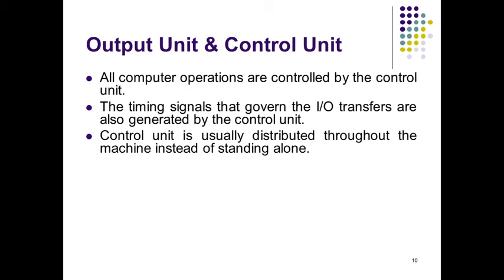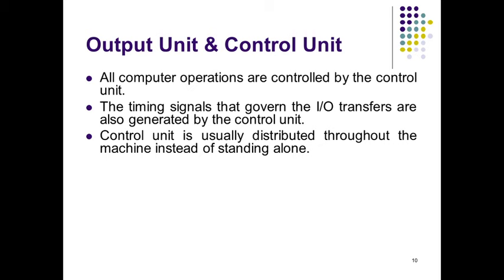IO transfers, which consist of input and output operations, are controlled by the instructions of IO programs that identify the devices involved and the information to be transferred. However, the actual timing signals which instruct the transfers are generated by the control circuits. Timing signals are the signals which determine when a given action is to take place. Data transfers between the processor and the memory are controlled by the control unit through timing signals.